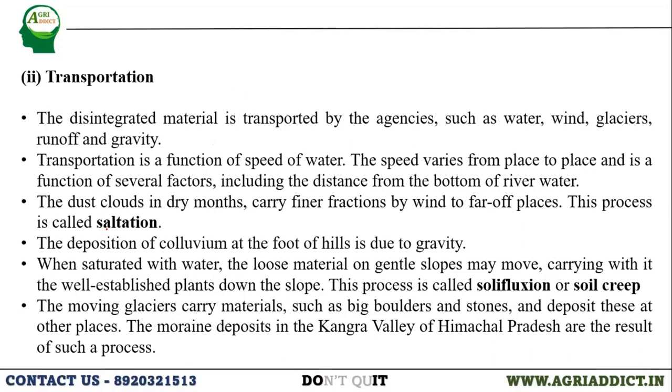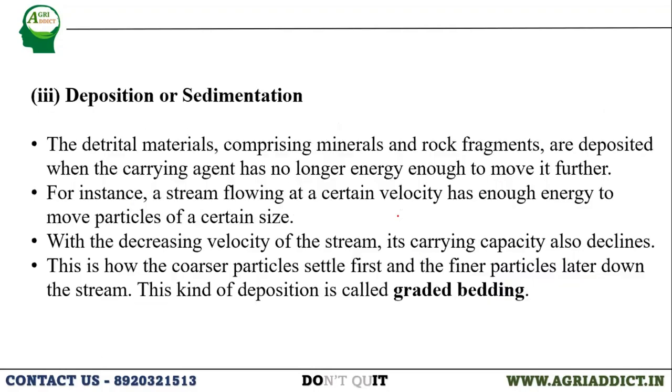Saltation means something related to air transport. And soil fluxion or soil creep means if we take sloping areas, the soil from top layers will undergo creep movement and settle down. This is also one kind of transport. So that is what they have given here. And then deposition, after transport, it will be deposited. Here it is starting transportation and then here it is getting deposited.